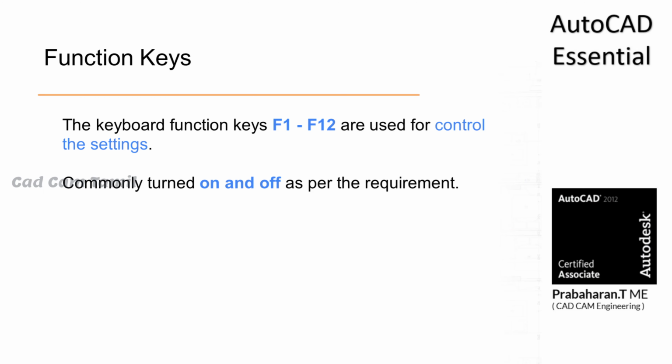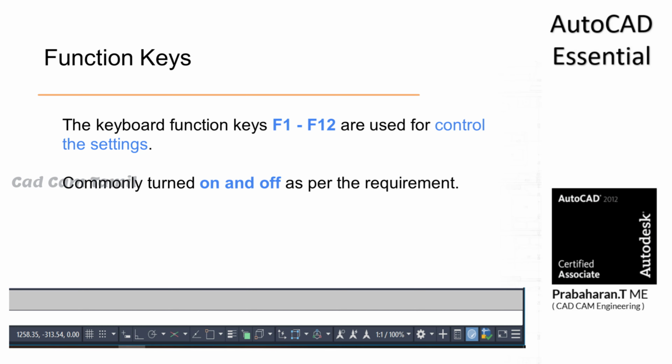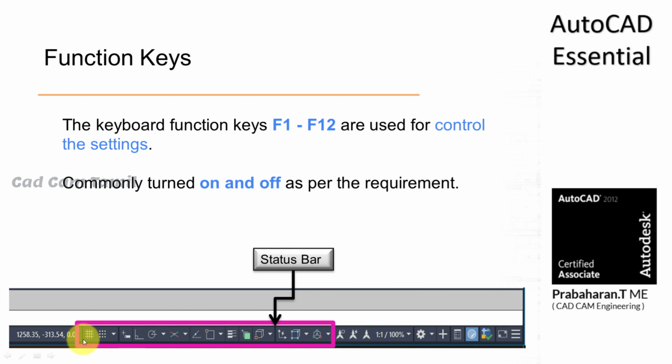Function keys control the settings in AutoCAD. We can control the default settings or change the settings for our requirements. We can switch on and switch off those controls by using the same keys. We can find whether those function keys are on or off in the status bar at the bottom of our AutoCAD screen. These are the buttons, or the symbolic representation, of these function keys.